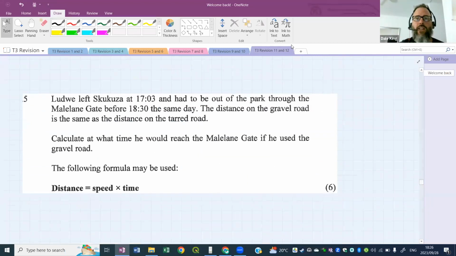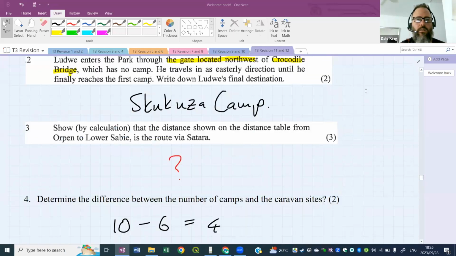Oh, there we go. Finally, a 6-mark question. Here we go, a 6-mark question. Ludwig left Skukuza at 17:03 and had to be out of the park through the Malelani gate before 18:30 the same day. The distance on the gravel road is the same as the distance on the tarred road. Calculate at what time he would reach the Malelani gate if he used the gravel road. Distance on the gravel road?